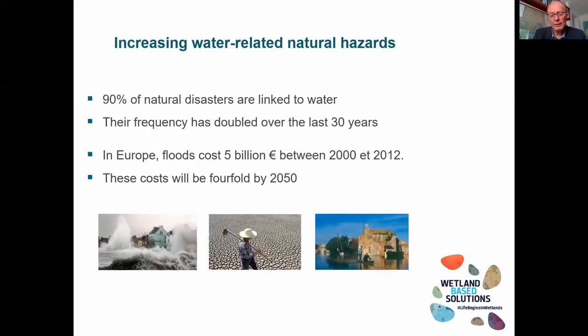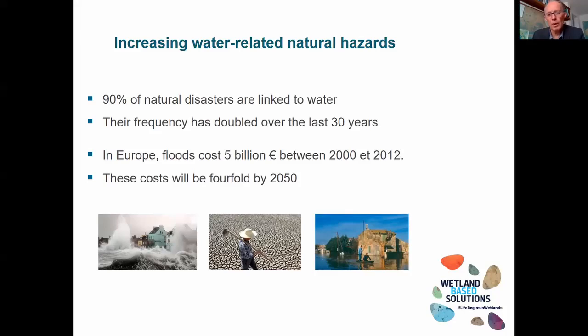Et si on ajoute à ça les effets des catastrophes naturelles, dont on voit que l'effet du changement climatique, c'est d'étendre les extrêmes, et donc d'avoir des extrêmes à la fois en matière de sécheresse, en matière de pluviométrie. Et on voit qu'aujourd'hui, 90% des catastrophes naturelles qui arrivent sur notre planète sont liées à l'eau, soit des excès d'eau, soit des manques d'eau. Et que cette fréquence des catastrophes naturelles a doublé au cours des 30 dernières années. Et là encore, quelques chiffres.